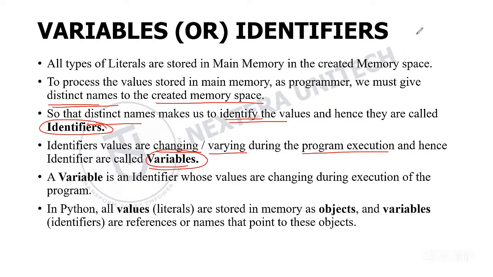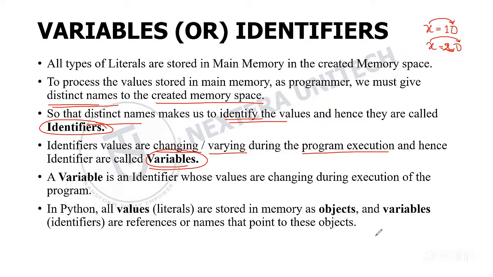So let's take x equals 10, and then if we give x equals 20, then x will be pointing to 20, but before it used to point to 10, right? So the value is varying. So these are also called variables.